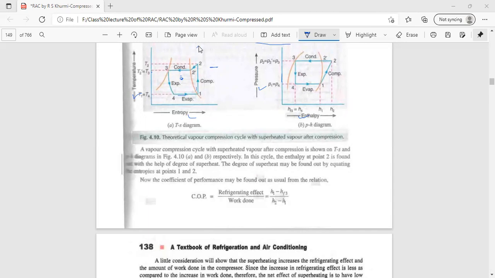So from 1 to 2, it is compressed and reaches the superheated state, which means it is at a temperature T2 that is more than the evaporating temperature of the concerned refrigerant itself. At the time of condensation, the temperature first reduces from T2 to T2', which is not isothermal, but energy is reducing here. That is, sensible heat is released here, and from 2' to 3 it is isothermal.